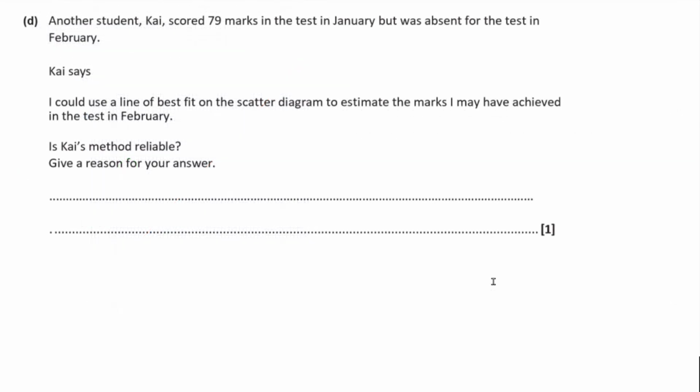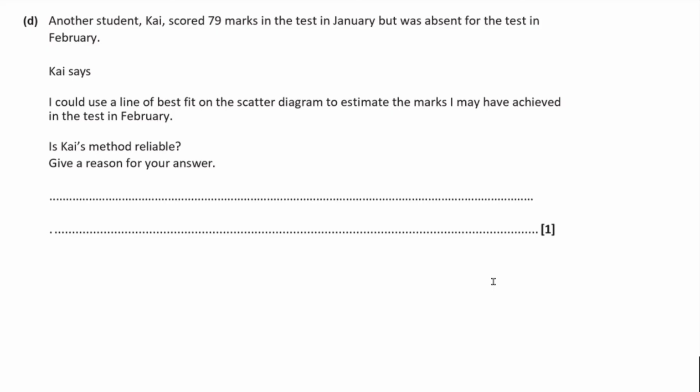Part D says another student, Kai, scored 79 marks in the test in January but was absent for the test in February. Kai says, I could use the line of best fit on the scatter diagram to estimate the marks I may have achieved in the test in February. Is Kai's method reliable? Give a reason for your answer.